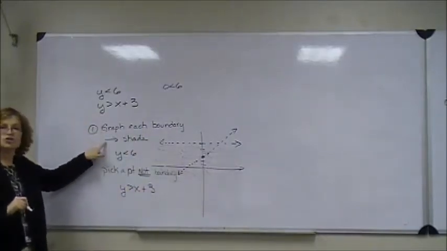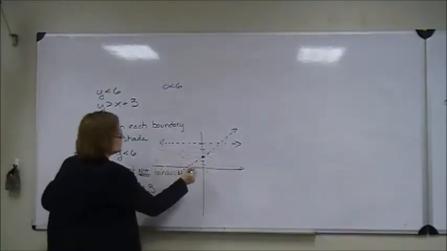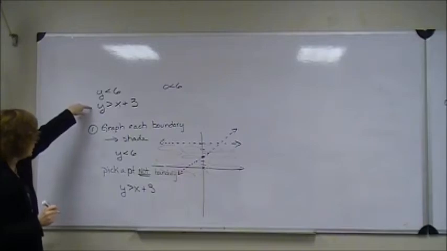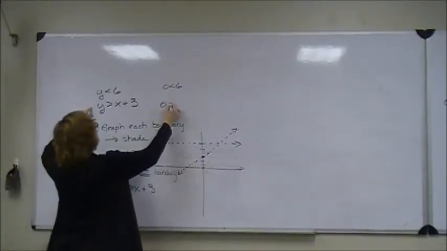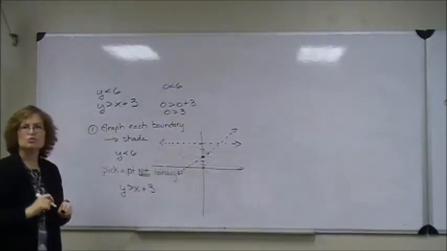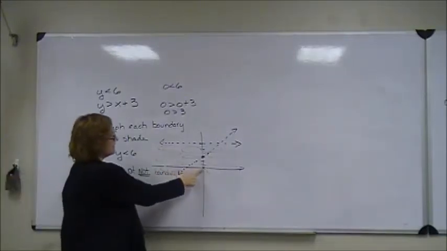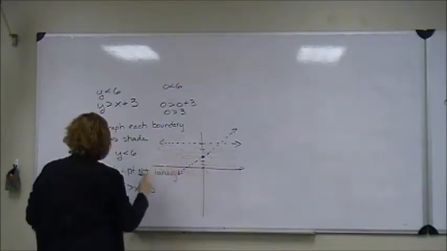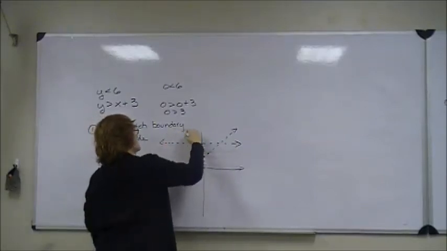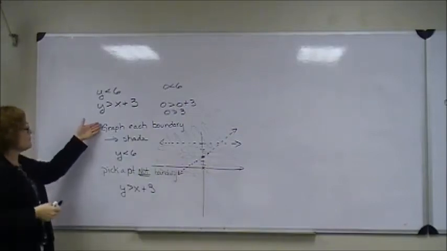And now I have to shade. How do I shade? I pick a point that's not on the boundary. Oh, guess what? 0, 0 is again available. And so I'm going to put that in up here. And that would be 0 is greater than 0 plus 3. So 0 is greater than 3. Is that a true statement? Well, no, that isn't a true statement. So I cannot color that point. But I can, however, color on the other side of the boundary, and that gives me this. So Step 1 is graph each boundary and shade.